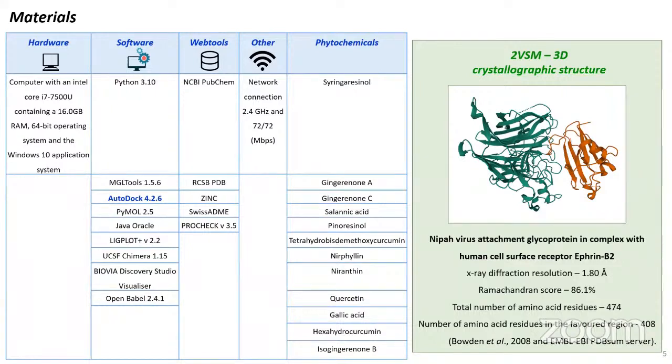RCSB-PDB accommodates 4 structures of the Nipah virus attachment glycoprotein, from which PDB ID 2VSM was selected as it had the lowest X-ray diffraction resolution and the highest score of 86.1% for the most favored regions in the Ramachandran plot. 2VSM comprises chains A and B, from which chain A was utilized for docking. Chain B is the human cell surface receptor ephrin B, which complexes with the Nipah virus attachment glycoprotein during host cell attachment.